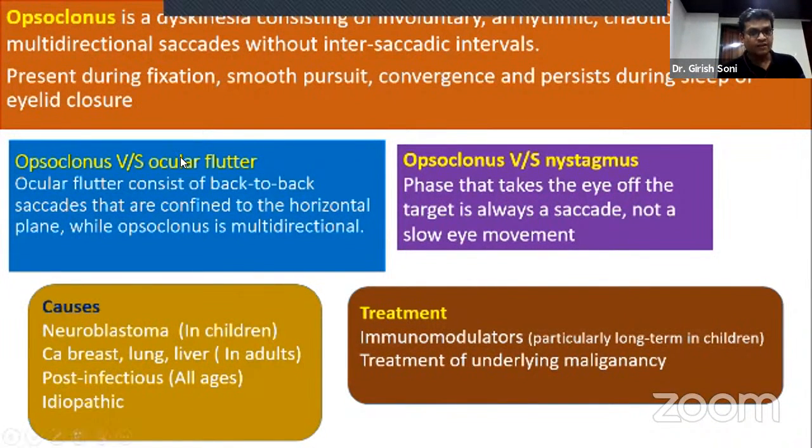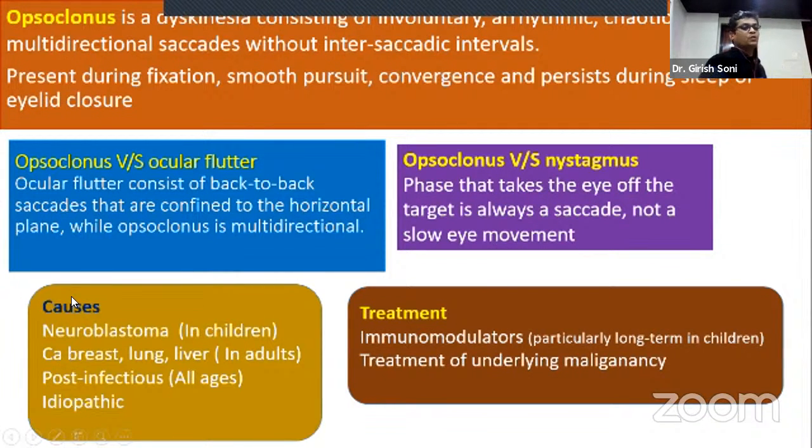While in ocular flutter, there are back-to-back horizontal saccades without intersaccadic interval. If there is an intersaccadic interval, we call it square wave jerks. So horizontal back-to-back eye movements, saccades with intersaccadic interval, are square wave jerks, typically seen in Friedreich's ataxia and progressive supranuclear palsy. How to differentiate opsoclonus from nystagmus? Opsoclonus has both phases of the same speed, while nystagmus is characterized by a fast phase and a slow phase.